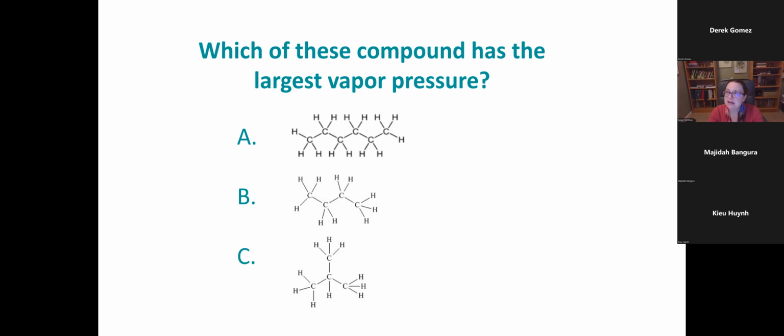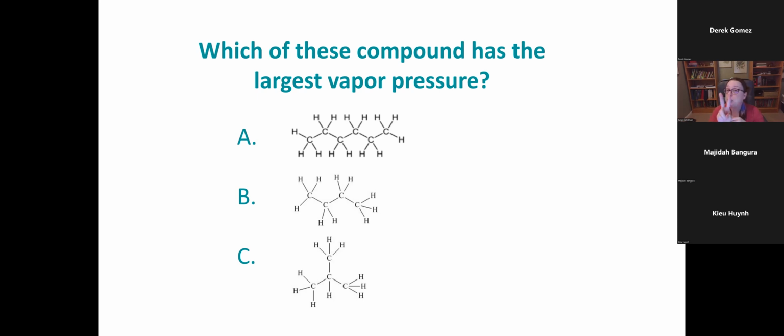All right, well, how are we going to decide between them? Which one of these is going to have the stronger London dispersion forces? How can we decide between A, B, and C? What's different about them? Yes, thank you, Aisha. Their shapes, right? Their shapes are different and their size is different.